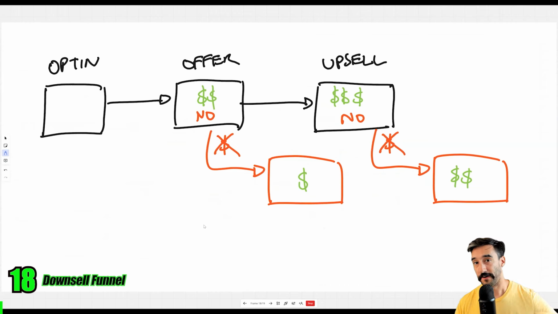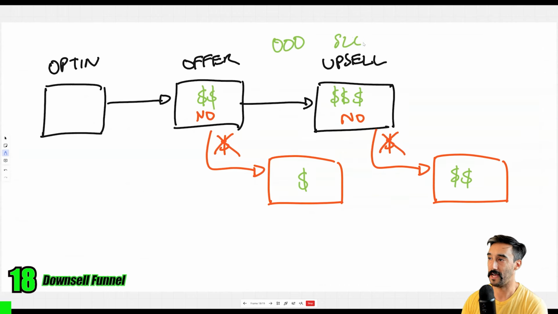A downsell funnel is kind of like a little marketing hack that you can put onto tripwire funnels. It works on SLO funnels. It works on loads of different funnels. The idea is after they've made some kind of opt in or you take them through to an offer, you say to them, hey, do you want to buy this $27 product?